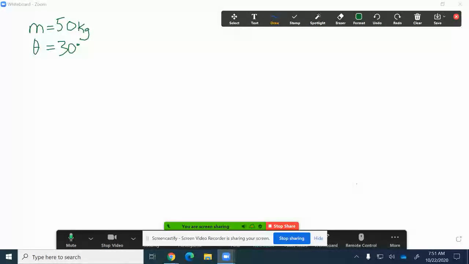So the first thing we want to do is just kind of draw it so we know what's going on here. So we got a mass here, and that mass is 50 kilograms. And this angle is 30 degrees. All right, so there's our problem. Well, what we want to know is how fast is this going to accelerate?